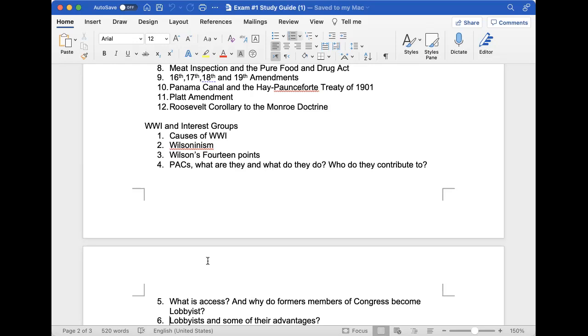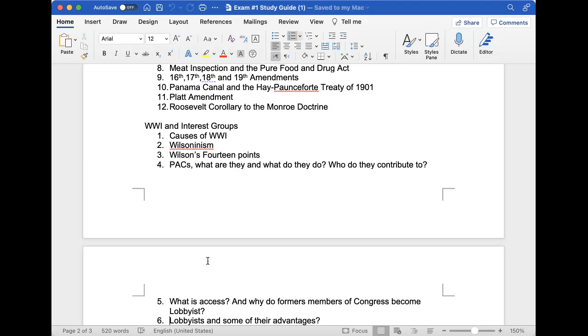Okay, know what PACs are. We're going to talk about interest groups now. And PACs are political action committees that usually act as kind of the banks for campaigns or political parties or special interest. And usually people will contribute, citizens, businesses.